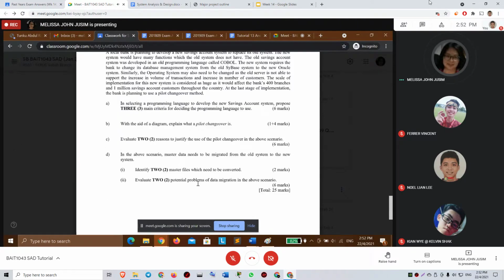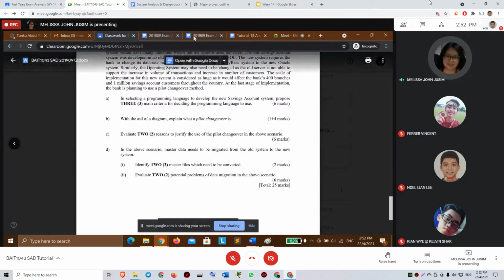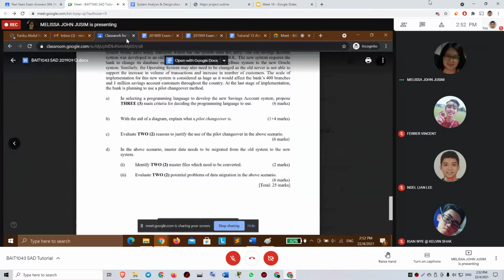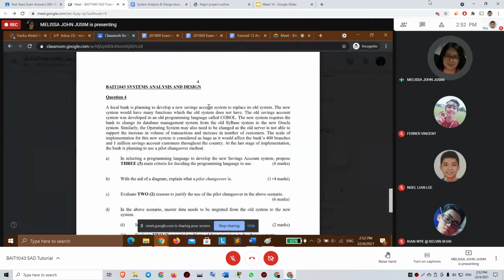So the question asks what are the two master files that need to be converted. So here the customer data and also the savings account data. I mean the files, okay, the customer files and also the savings account. So it's about the savings account and also you need the customer details, meaning the bank account holder.